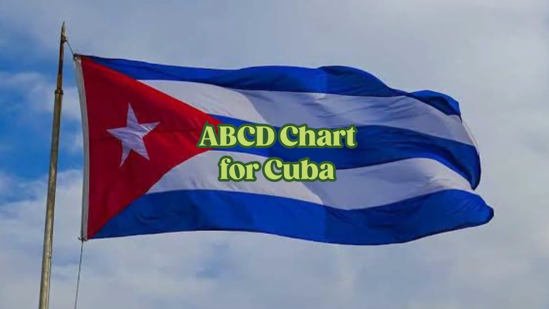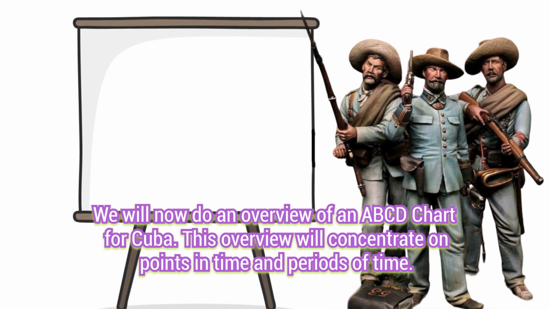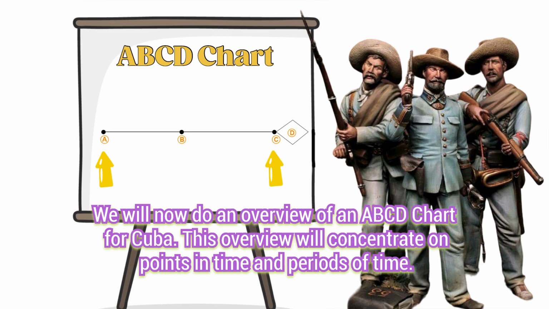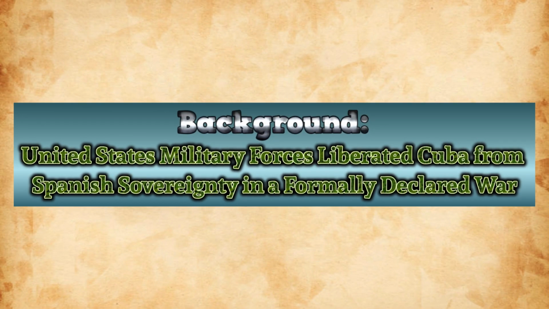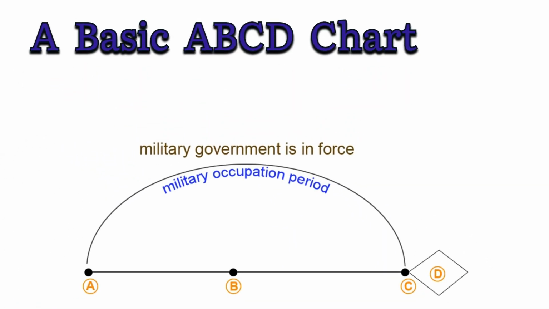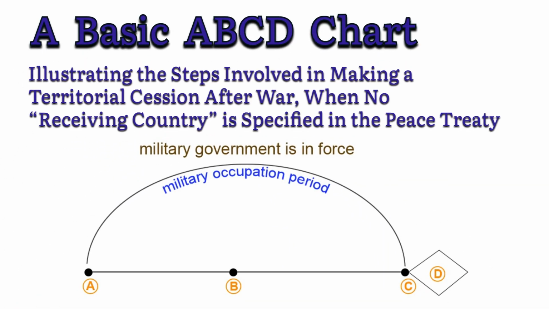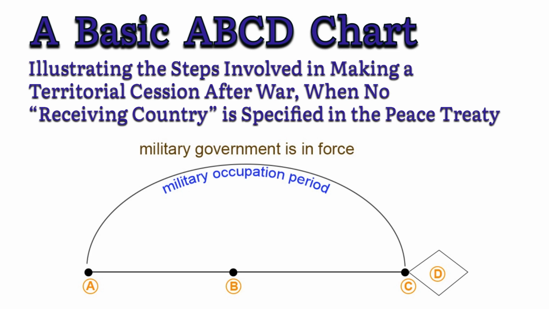ABCD chart for Cuba. We will now do an overview of an ABCD chart for Cuba. This overview will concentrate on points in time and periods of time. A basic ABCD chart illustrating the steps involved in making a territorial cession after war, when no receiving country is specified in the peace treaty.